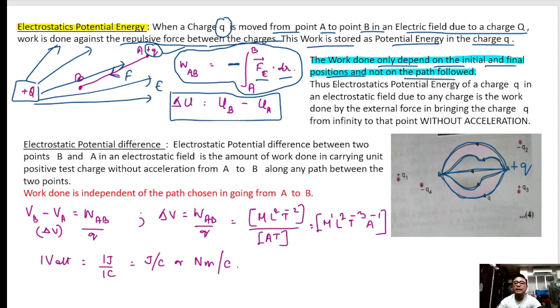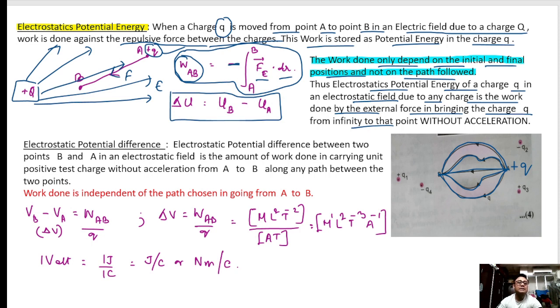Thus, electrostatic potential energy of the charge Q in an electrostatic field due to any charge is the work done by the electric force. So what is the electrostatic potential energy? It is the work done. So electrostatic potential energy is the work done to bring a charge from one point to another against the electric field of any other charge.